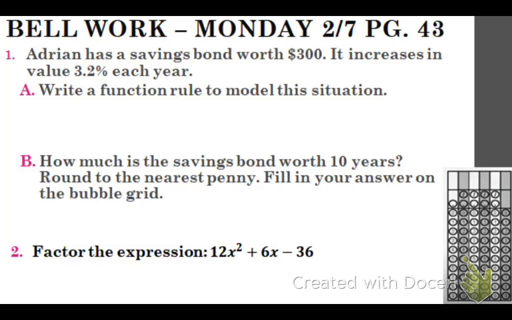Okay, let's go ahead and look at these problems together. Number 1 says Adrian has a savings bond worth $300. It increases in value 3.2% every year. And we want to write a function rule.